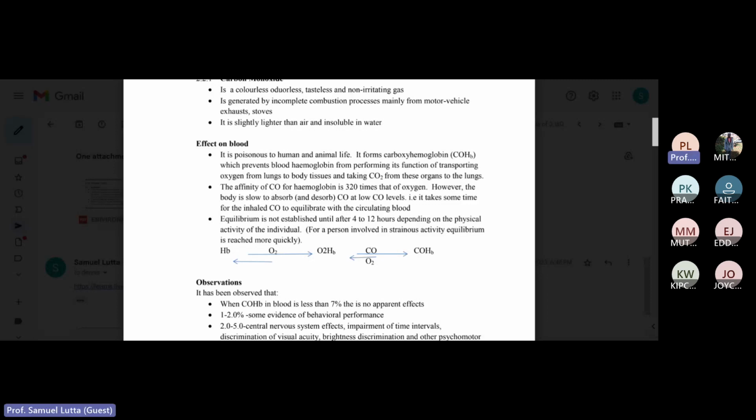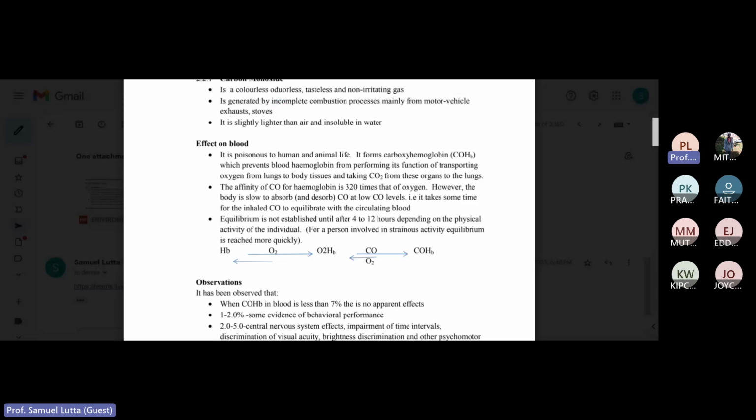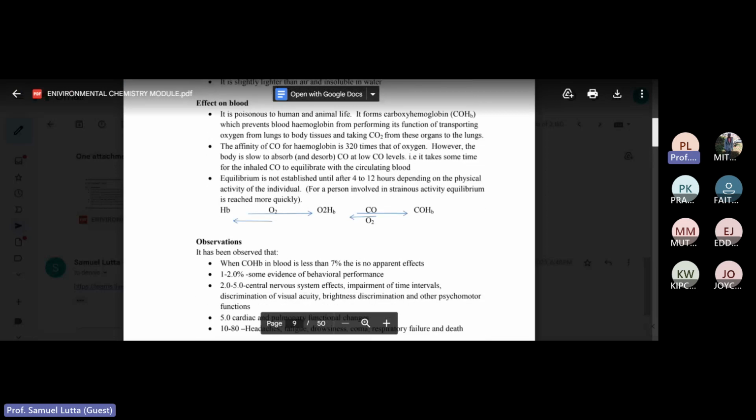When this happens, it becomes a problem. They have just shown the reaction here. Hb stands for hemoglobin. It can combine with oxygen to form what we call oxyhemoglobin. But when it reaches the muscles, it can release the oxygen, and then you get your hemoglobin back. So the reaction is reversible. For carbon monoxide, the same process also happens.